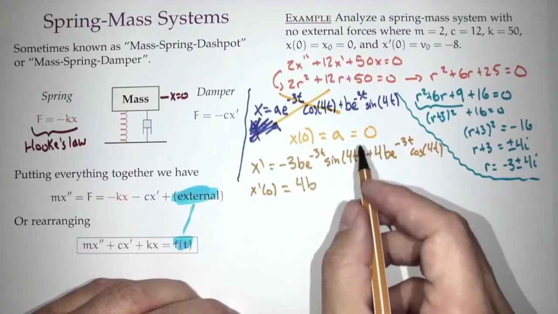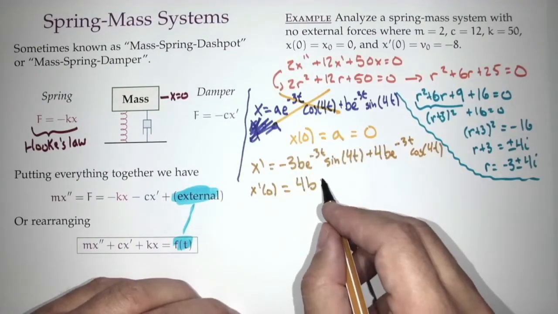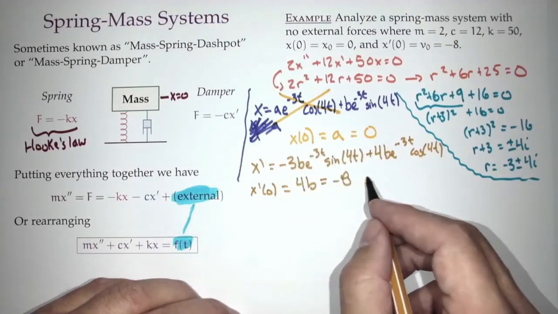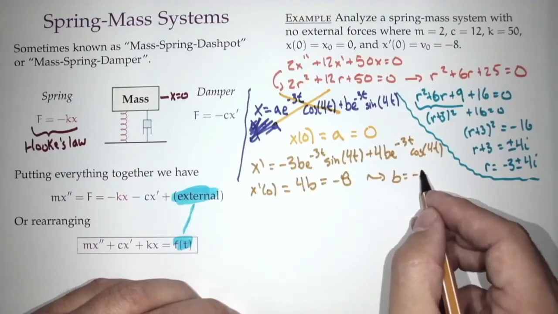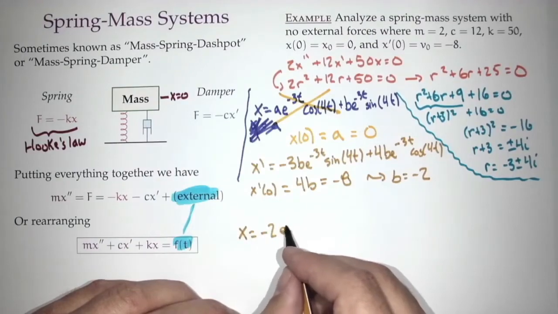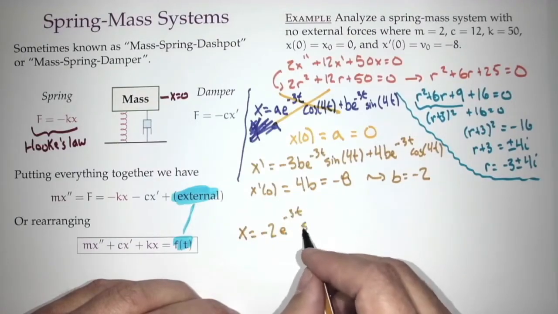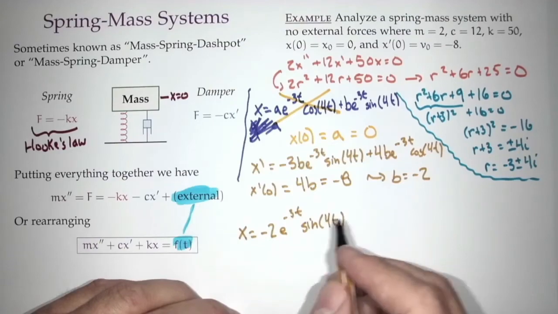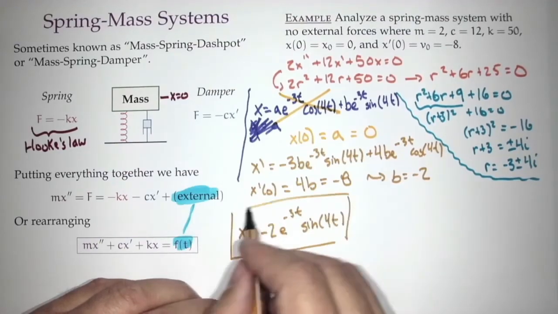4 times b. The sine part goes away. And this should equal negative 8. So what is b? b is negative 2. So our solution is minus 2 e to the minus 3t sine of 4t. Okay, so we found it.